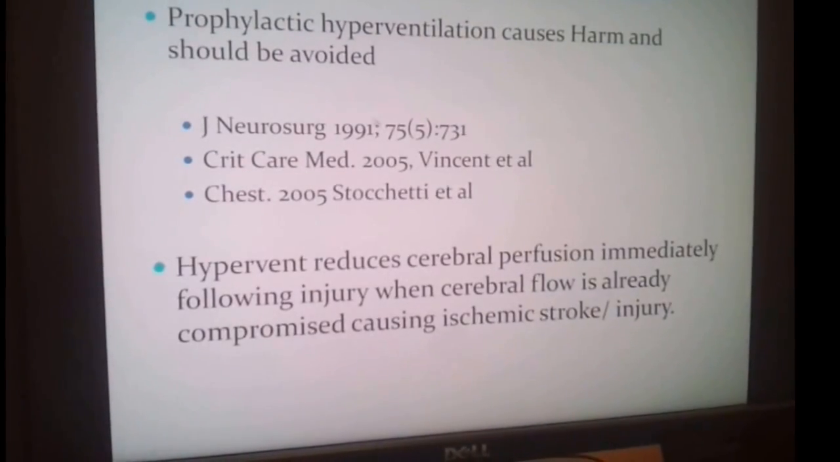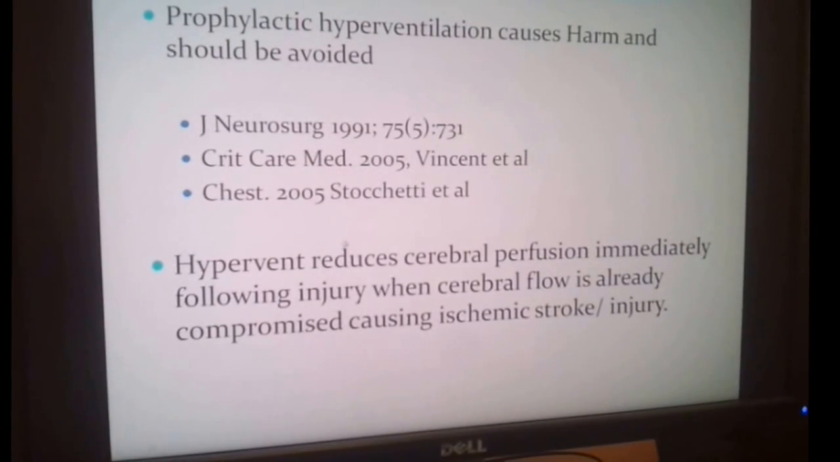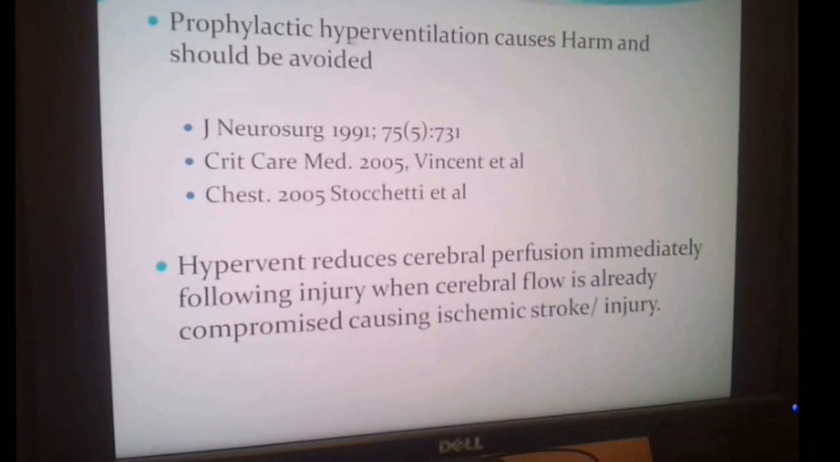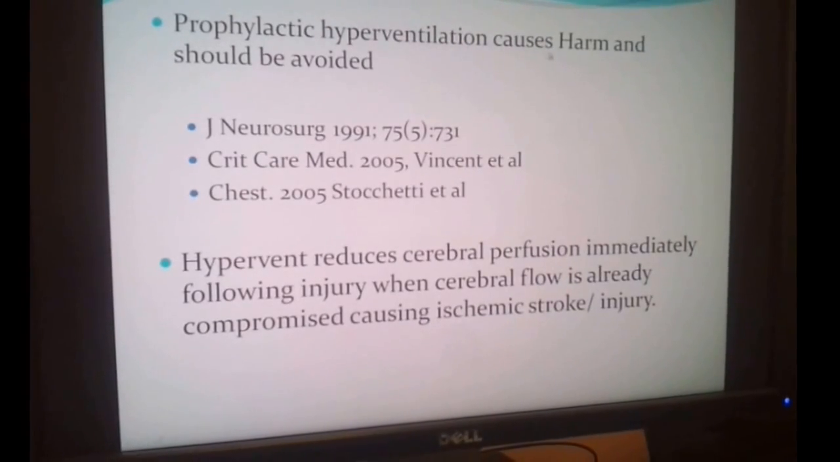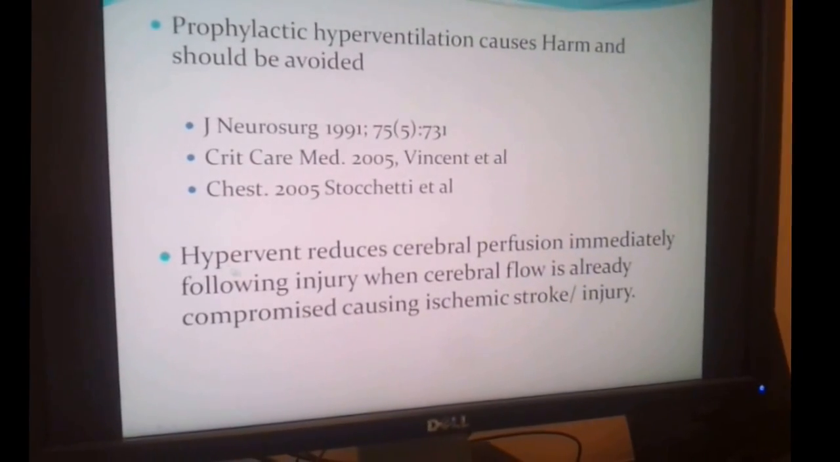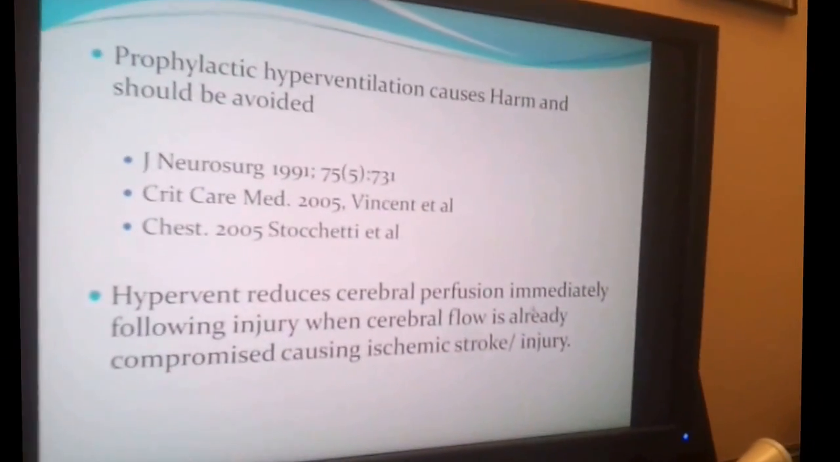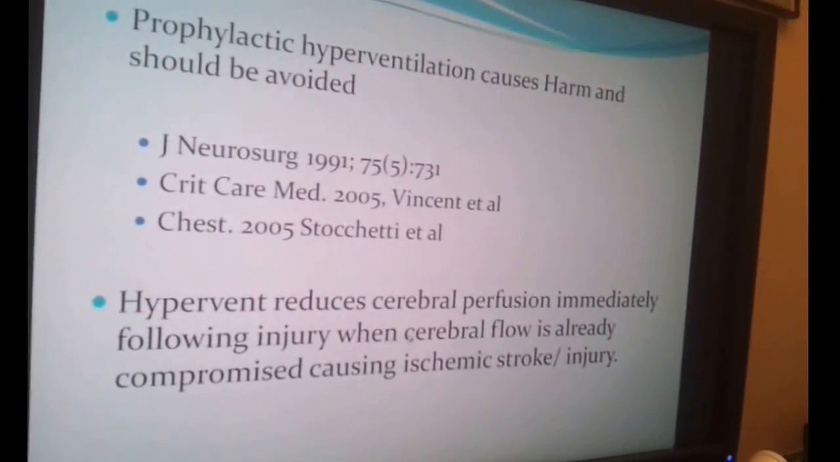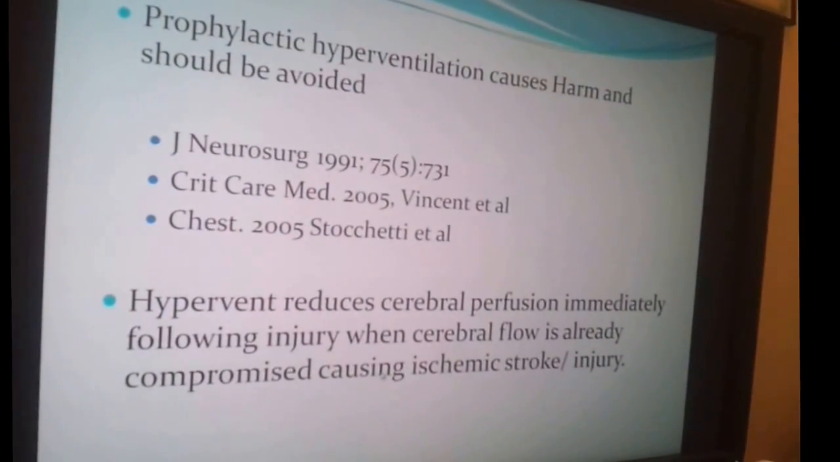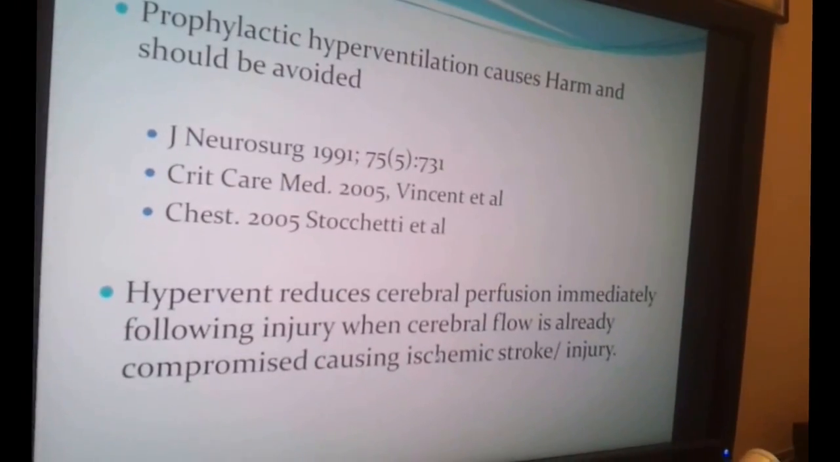Okay, this has been shown in 91, 2005, 2005 again. So prophylactic hyperventilation causes harm and should be avoided. Hyperventilation reduces cerebral perfusion immediately following injury when cerebral flow is already compromised, causing ischemic stroke or injury.